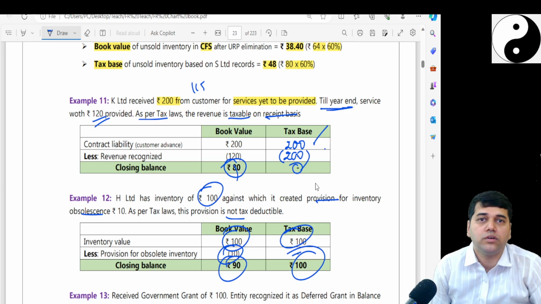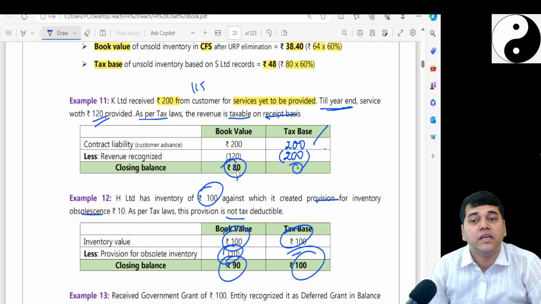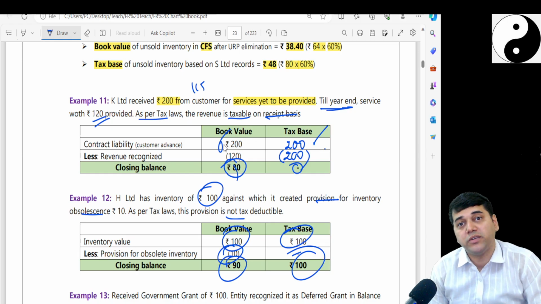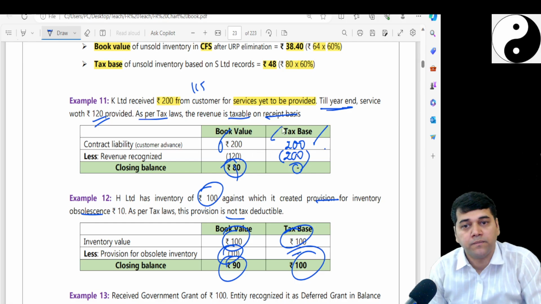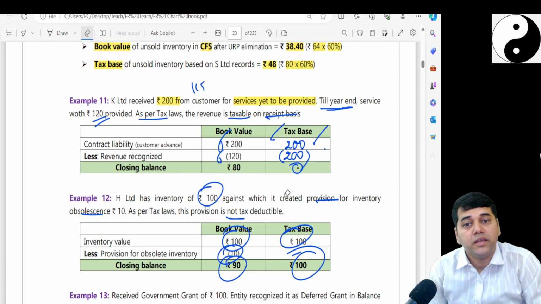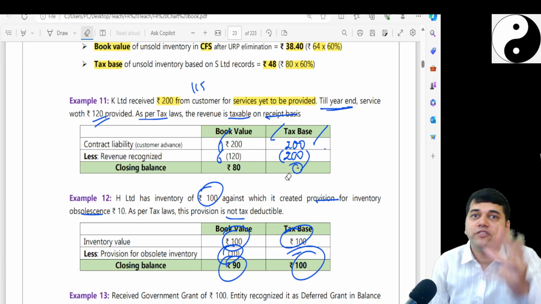Bank to customer advance. Yeah, customer advance is sitting in the balance sheet. At what value is it sitting right now? 200 rupees. In income tax, how much is it sitting? Same, 200. At the end of the year, how much I claimed in deduction? 120. So my closing balance became 80. In income tax, how much deduction I claimed? Full 200, because they said pay tax right now. So it is not a balance sheet item anymore.